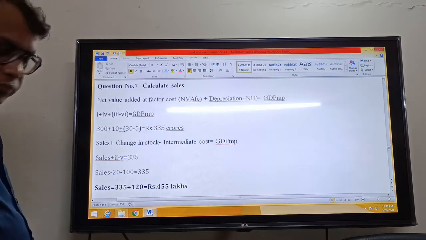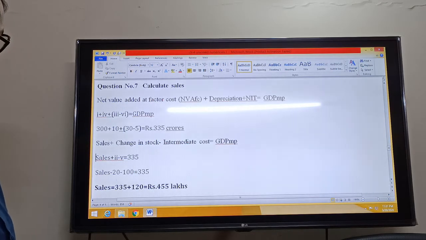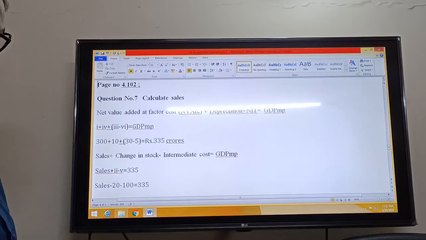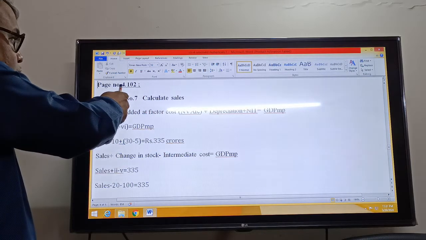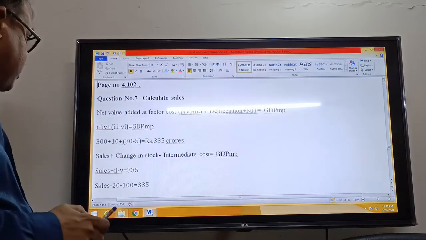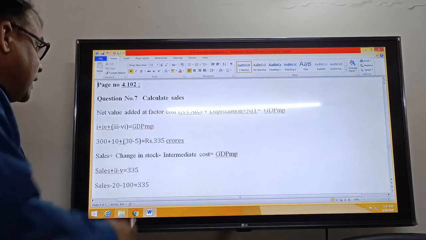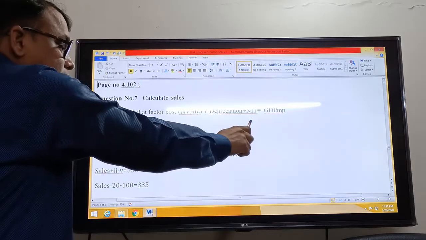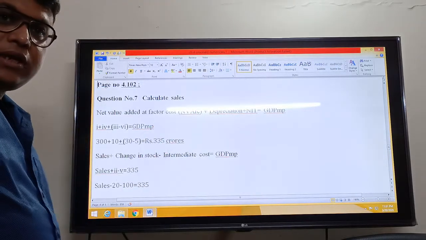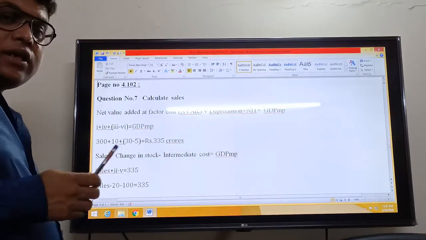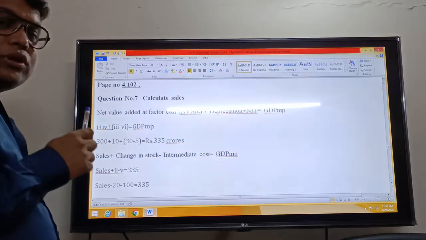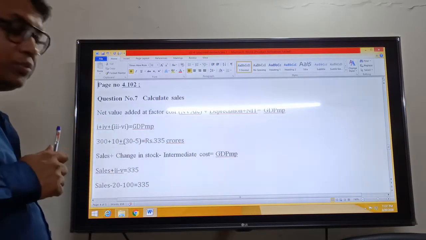See, page number 102, same page number. Question number 7. Calculate sales. Here, how do we get sales? NVFC plus depreciation plus NIT, that is equal to GDPMP. In the last question we have seen sales plus change in stock is equal to value of output.